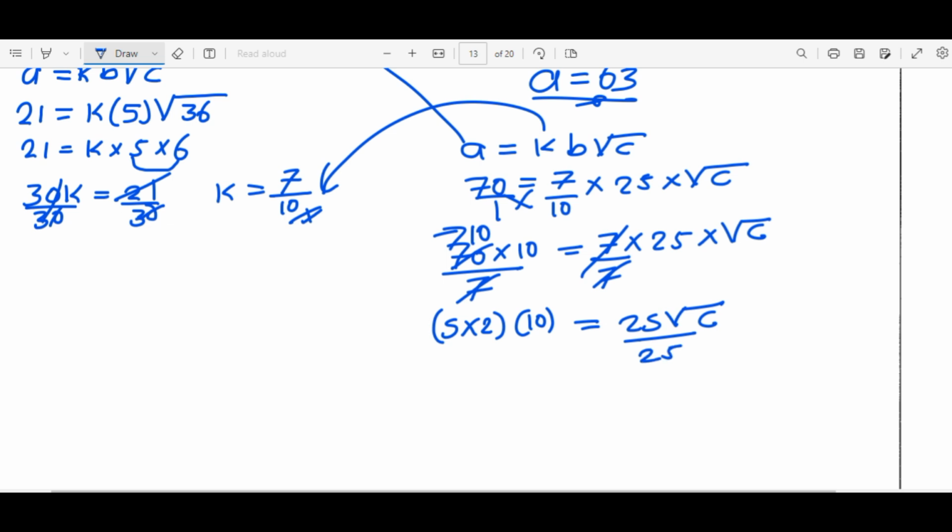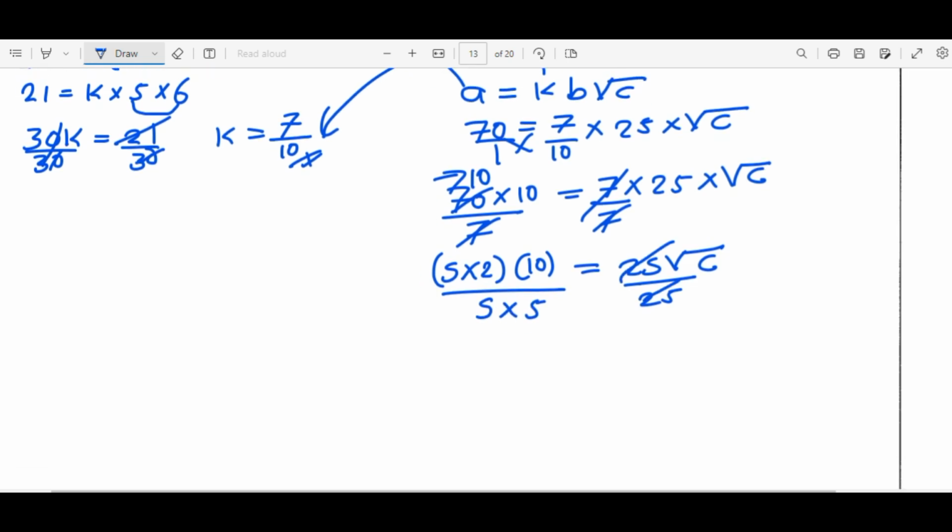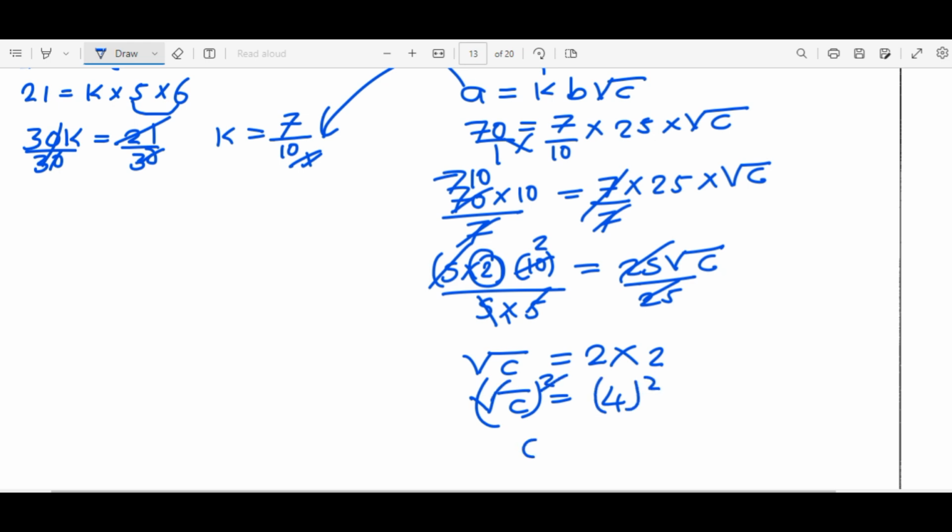over 25. Now 25 is the same as 5 times 5. So that I cancel this, I have square root C is equal to, I can cancel this 5, cancel this 5. So the remaining is 2 times 5 here is 1, 5 here is 2. So 2 times 2 is 4. Now since we want to get rid of the square root, I'm going to square both sides so that C is equal to 16 as my final answer.